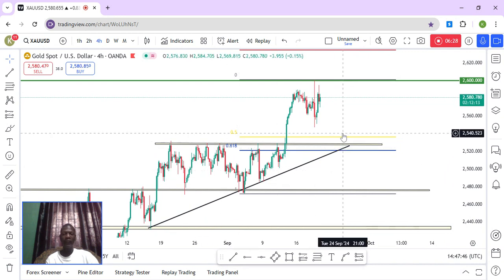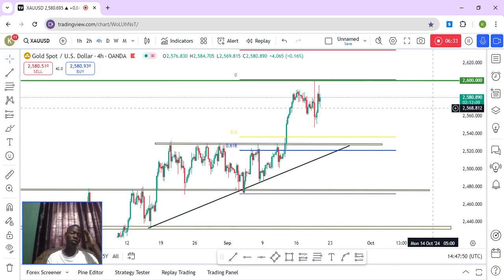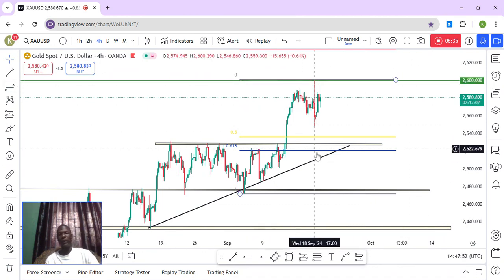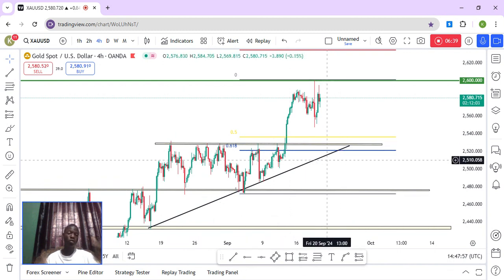But if it's rejected from this value, it will be going again all the way to the upside to $2,600 per ounce. And we can see the Fibonacci level supporting it, the trend line supporting it. So it is going to be a nice trade. What we just have to do is to chill and wait.